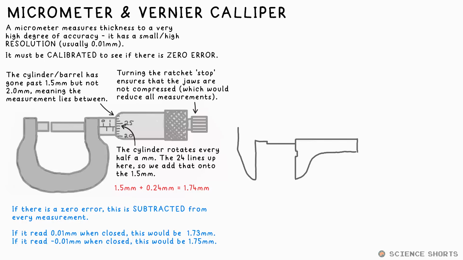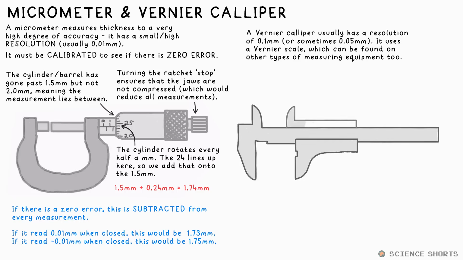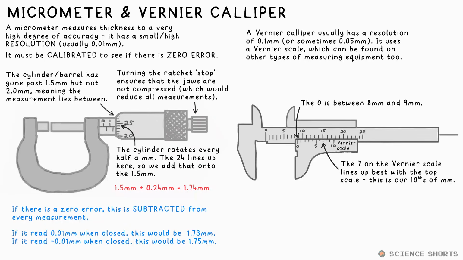A vernier caliper also has 2 scales. The 0 on the slide tells you how many millimeters, then the vernier scale gives you the tenths or sometimes 20ths, that's 0.05 millimeters, you have on top of that. A vernier scale works because its lines are spaced such that they don't line up with the main scale. However, one of these lines will line up with the main scale. That's what you take as your 1/10 of a millimeter. So this would be 8.7 millimeters.